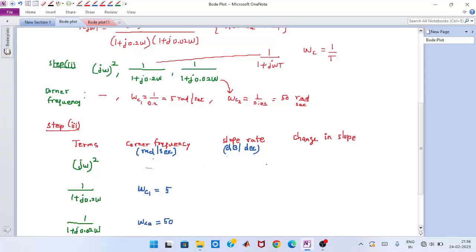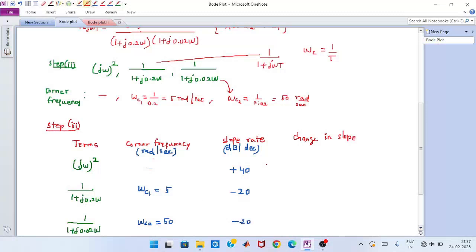So now we have to find out the slope rate. You know that the slope rate for s square is plus 40 because that is available in the numerator. And what is the slope rate for 1 by 1 plus j 0.2 omega? That is minus 20. Similarly, for 1 by 1 plus j 0.02 omega, that is also a first order system, the value is minus 20.